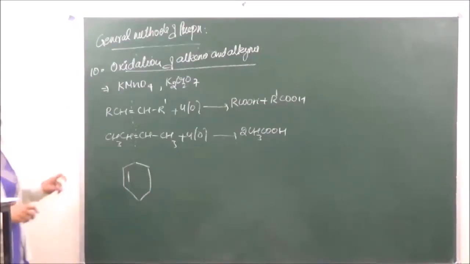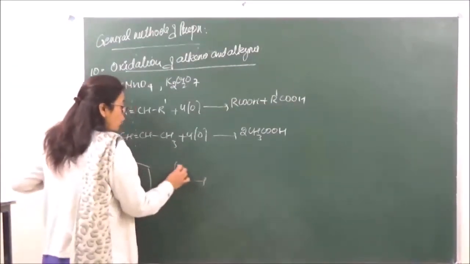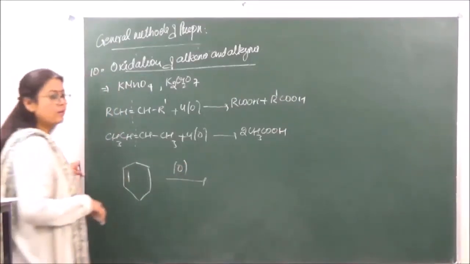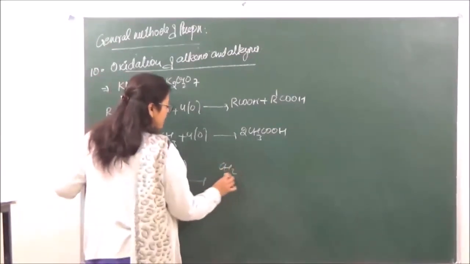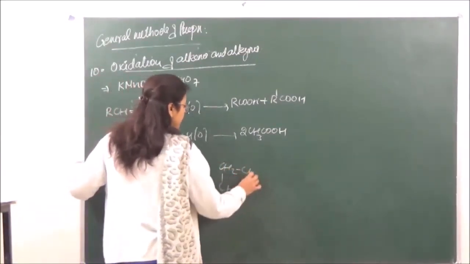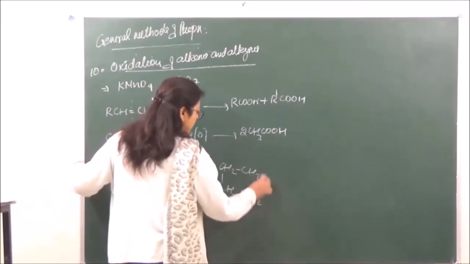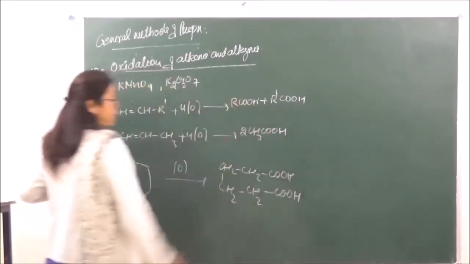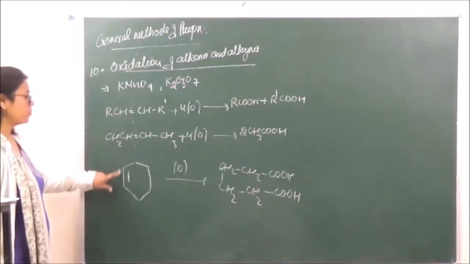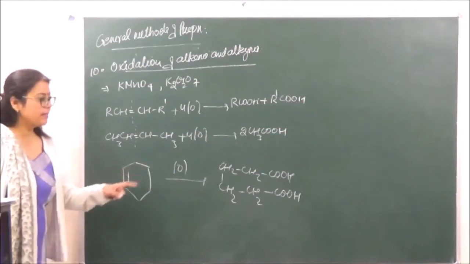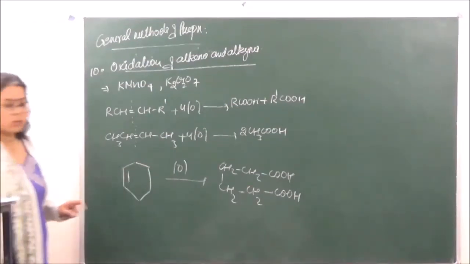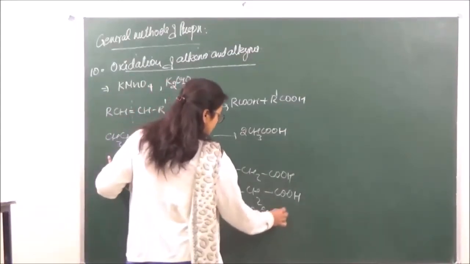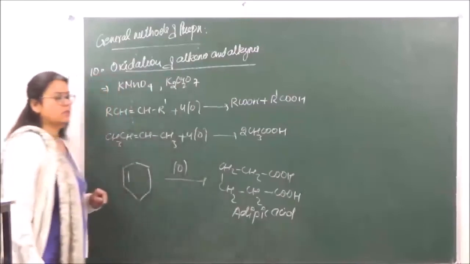cyclohexene, on oxidation, the ring over here is going to open. So we have a diacid over here, a dicarboxylic acid, which we will get, where both these carbon atoms are going to be oxidized. Okay? The chain is going to open, and this is known as what? It is known as adipic acid.